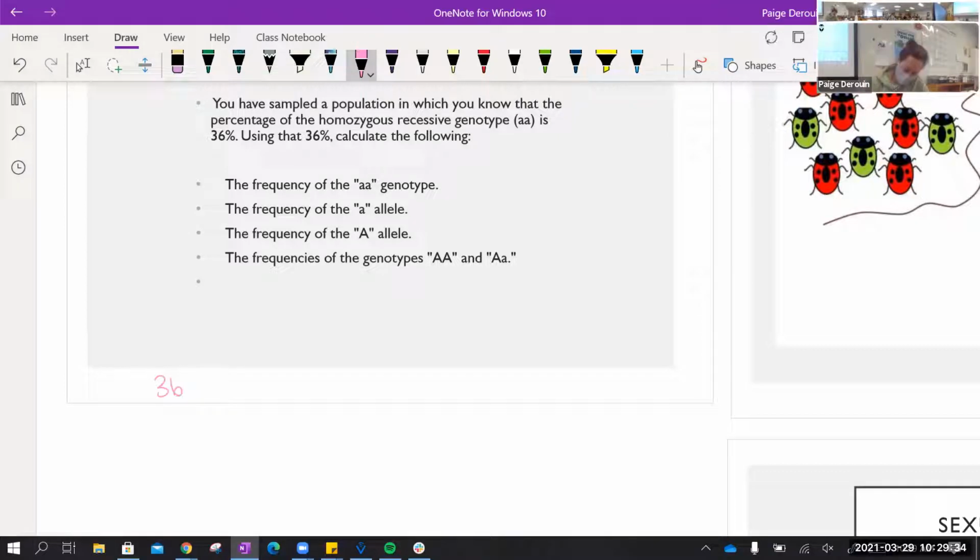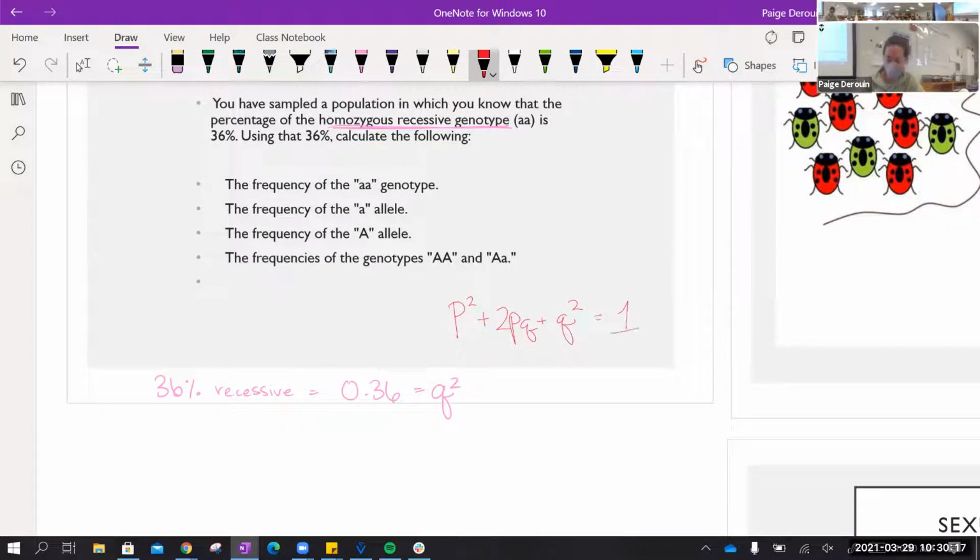So 36% recessive is equal to 0.36. And which value of our equation is that going to be equal to? Do you know or remember? Q squared. Okay, why is it Q squared? It's Q squared because these are the individuals who have the homozygous recessive genotype. So they don't just have one small a, they have two. So they're not Q, they're Q squared. And then just to help us out, I'm going to put our equation, p squared plus 2pq plus q squared equals 1. This is on your formula sheet, but it's not hard to remember.